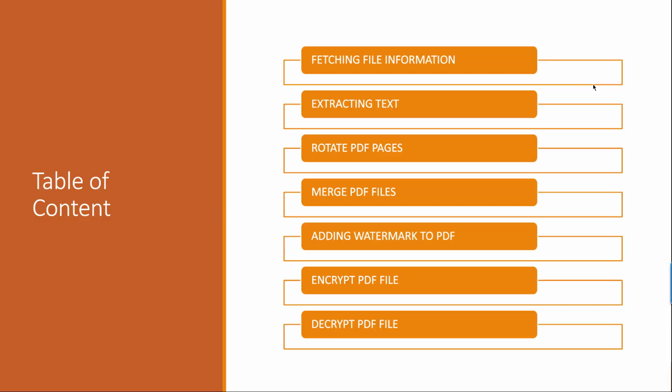And then we will learn how to extract the text of the PDF file. After that we will learn how to rotate the PDF file in clockwise and anti-clockwise direction. Then we will learn how to merge multiple PDF files into a single PDF. After that we will see how to personalize your PDF by adding a watermark to it. And then in the end we will learn how to secure your PDF file by adding encryption and how to remove that security by decrypting the PDF file.